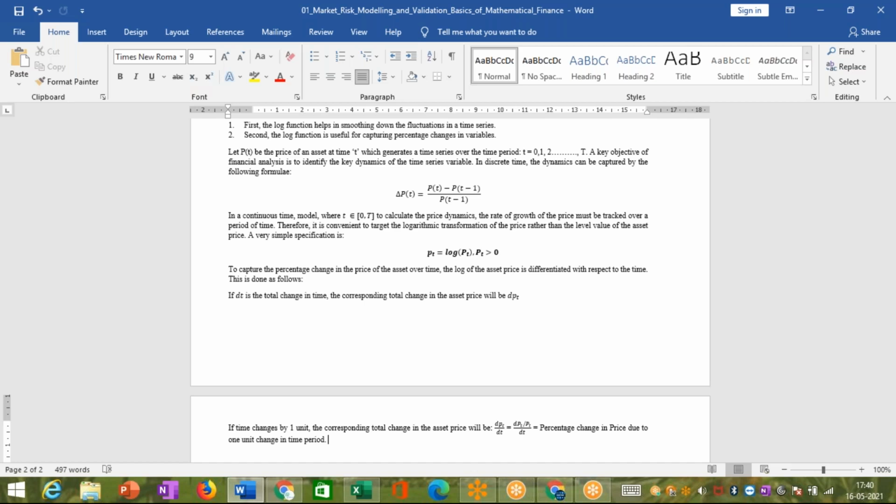So what you can do over here is capture the percentage change in the price of the asset. That's the way you can identify, or create, or study the dynamics of the major asset price variables.